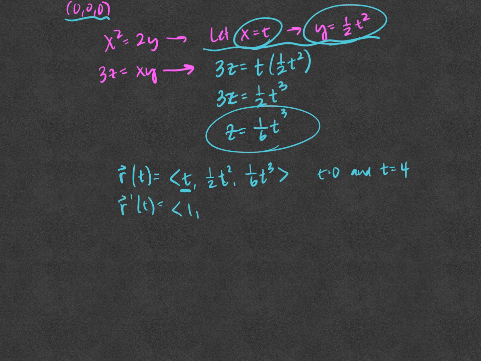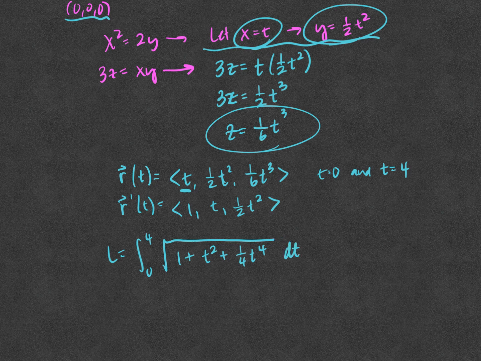The derivative of t is 1. The derivative of 1/2 t squared would be 2 times 1/2 is 1, so t. And the derivative of 1/6 t to the third is 3/6, which is 1/2 t squared. So now we have our derivative. Now we can find our arc length, the integral from 0 to 4, and we're going to do the square root of 1 squared is 1, plus t squared is t squared, plus 1/2 t squared is 1/4 t to the fourth, with respect to t.